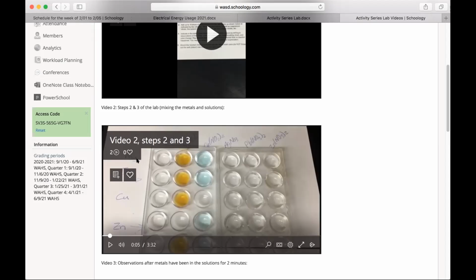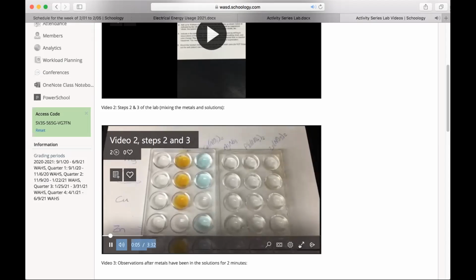So for instance, magnesium, let me see which one. I guess I can make this bigger. You can make it bigger so it looks good.